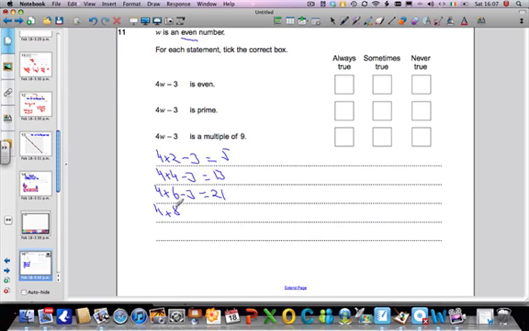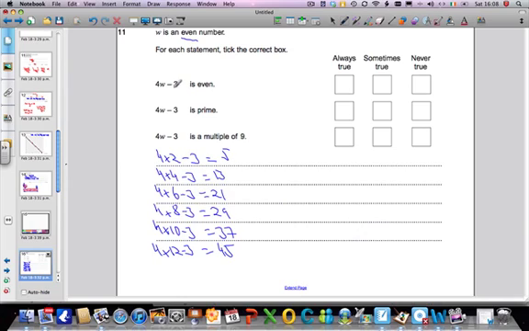4 times 8, take away 3. 8 4s are 32, 32 take away 3 is 29. 4 times 10, take away 3. 4 10s are 40, 40 take away 3 is 37. And 4 times 12, take away 3. 4 12s are 48, 48 take away 3 is 45. So, we've done plenty of examples there.